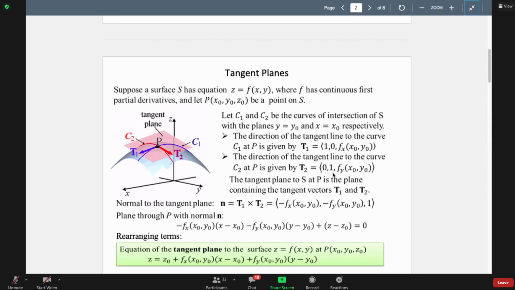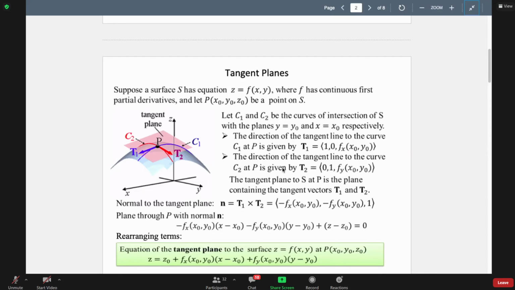If you compute the cross product, the computations are not given here, but it is easy to verify that the normal vector is minus fx, minus fy, and 1. The plane is n1 (x minus x0) plus n2 (y minus y0) plus n3 (z minus z0). The first coordinate of the normal vector is minus fx. So minus fx (x minus x0), minus fy (y minus y0), and 1 (z minus z0) equals 0. So that's a tangent plane. If you solve this for z, you will see that z equals z0 plus fx (x minus x0) plus fy (y minus y0). So that's the equation of the tangent plane.